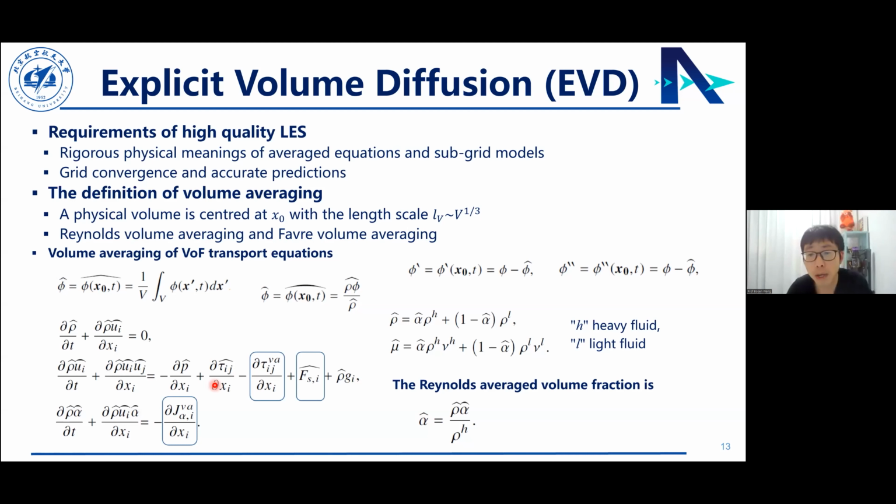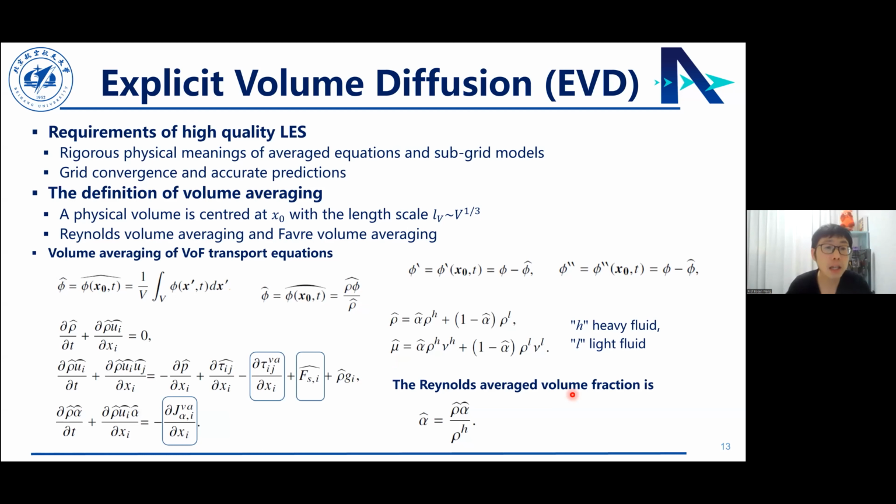Then we can define the sub-volume fluctuations, and then we can also define the density and the viscosity by the volume average concept. And another thing is the Reynolds volume average volume fraction can be defined in this way due to the mass conservation. The volume-based volume fraction times the liquid density equals the liquid mass, which equals the average density times the mass density average alpha.